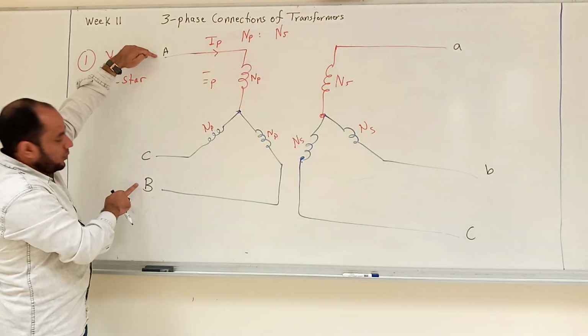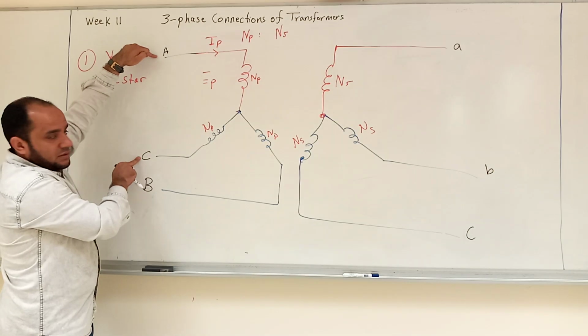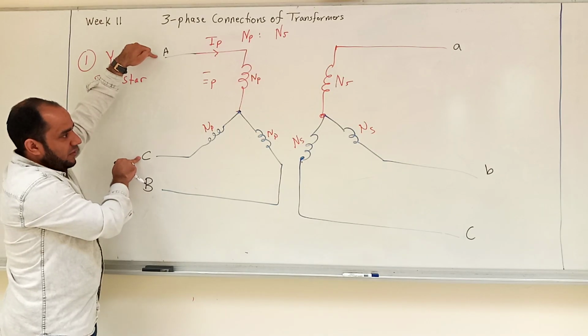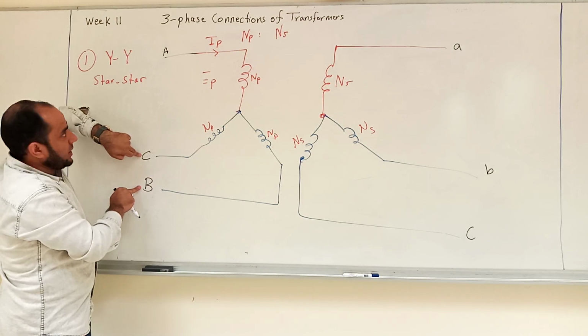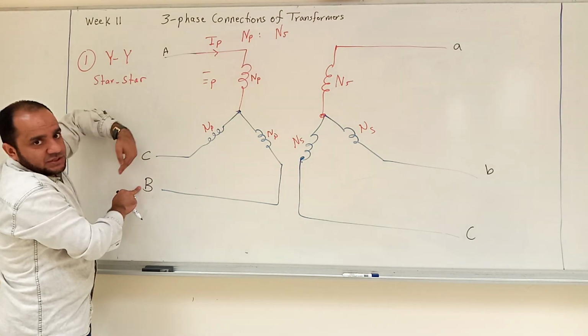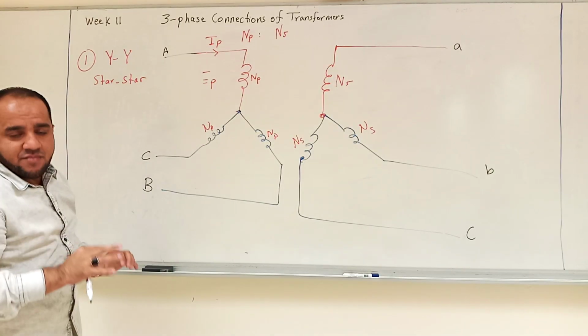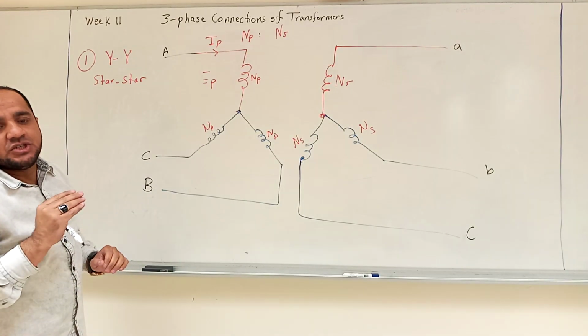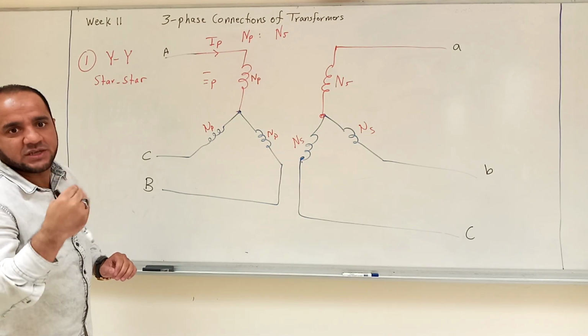From A to B, that's line-to-line in the primary. C to A, another line-to-line in the primary. B to C, that's line-to-line in the primary. These three line voltages, from the three-phase circuits lecture, are equal in RMS values, but they have a shift of 120 and minus 120 degrees based on the sequence.